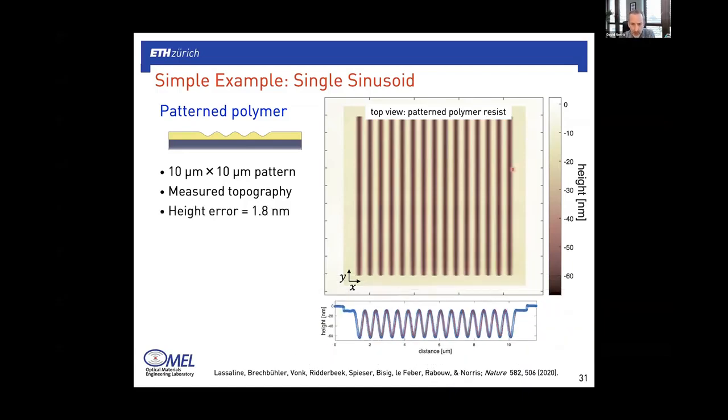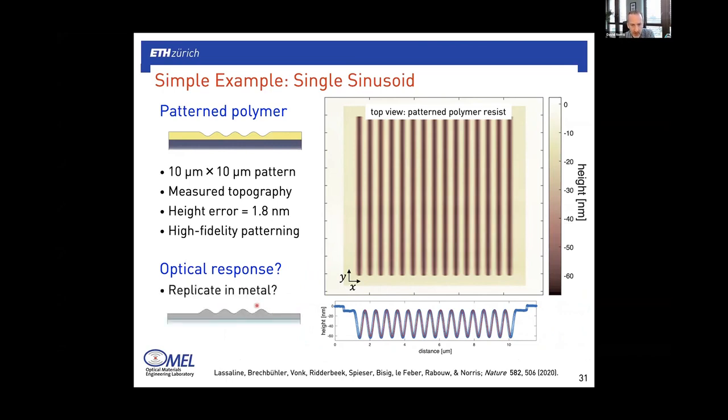And in fact, over this whole pattern, the root mean squared height error of what we got from what we wanted is 1.8 nanometers. So really you get very high fidelity patterning from this approach. Now, of course, we don't want to just fabricate things, but we want to know how they perform in terms of their optical response. So we want to take this polymer and replicate it in other things.